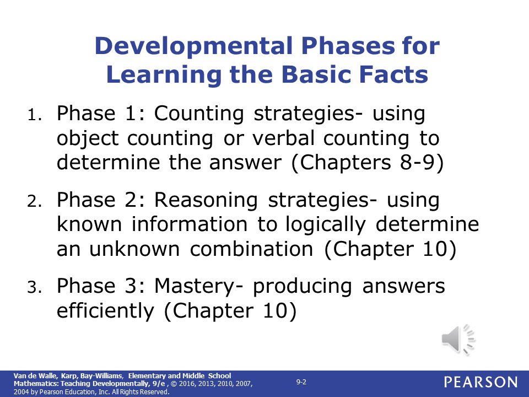Phase 1 involves counting strategies. We're using objects to count, or you're verbally counting to determine the answer, and we looked at those strategies in chapters 8 and 9. Phase 2 and Phase 3 are what we're going to focus on in Chapter 10. Phase 2 is reasoning strategies, where you use known information to logically determine an unknown combination. And Phase 3 is mastery, where you produce answers efficiently.